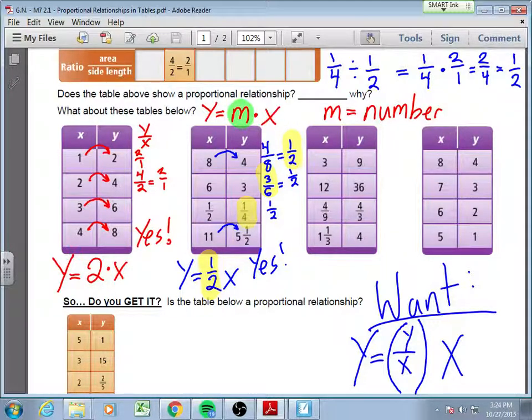You want to set up the ratios of y over x. Off to the side of the table there, your y value divided by your x value. Yeah, so get that written down. You have 936.